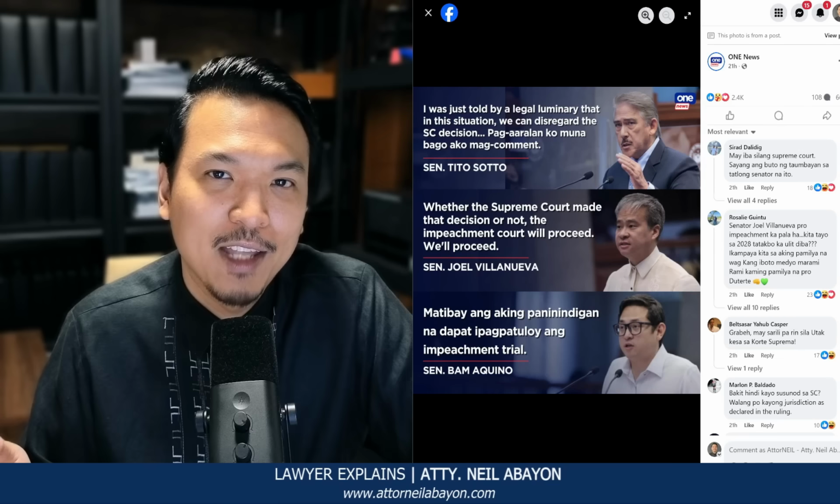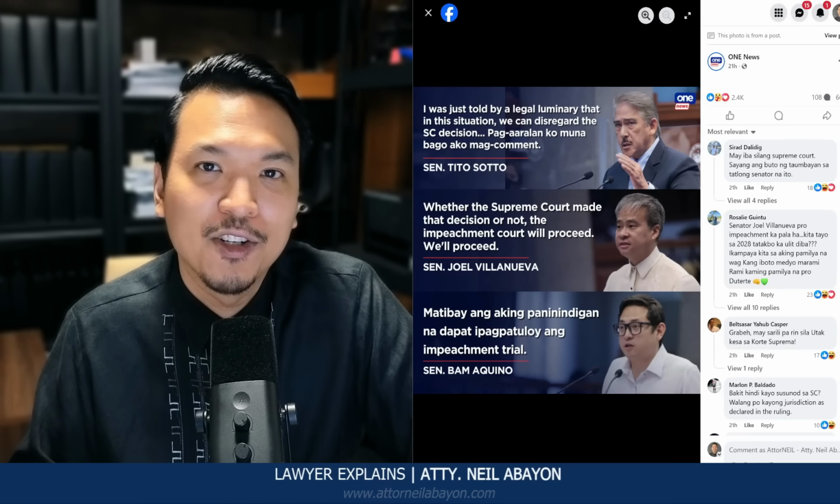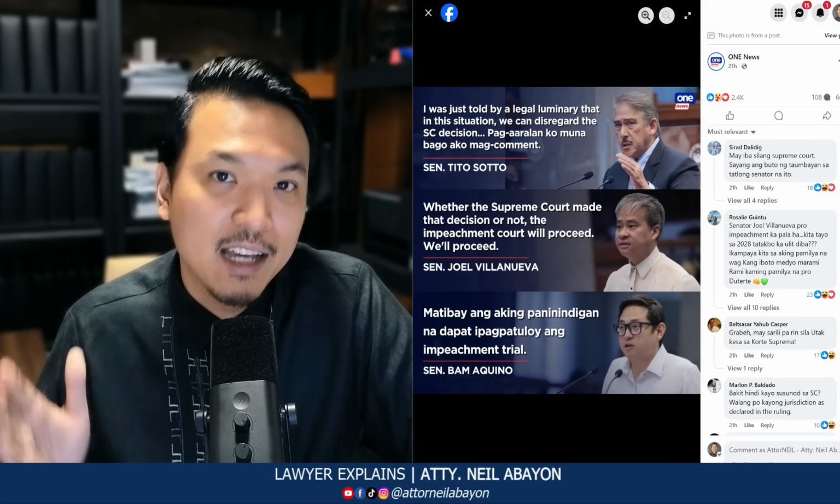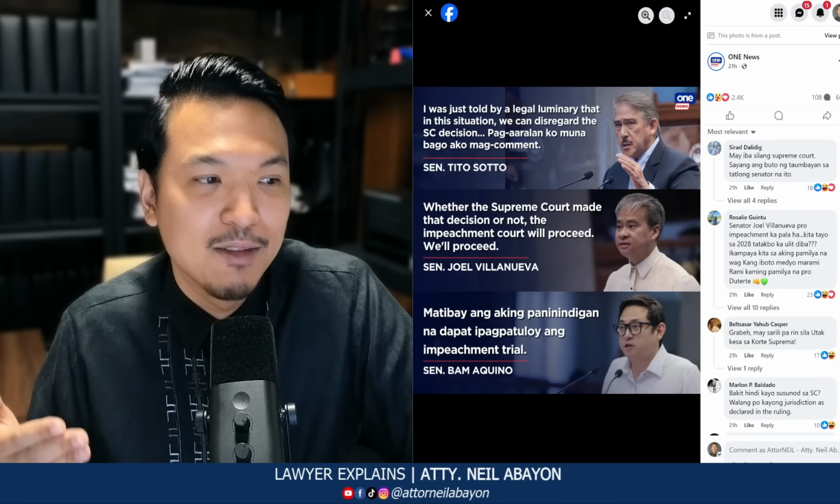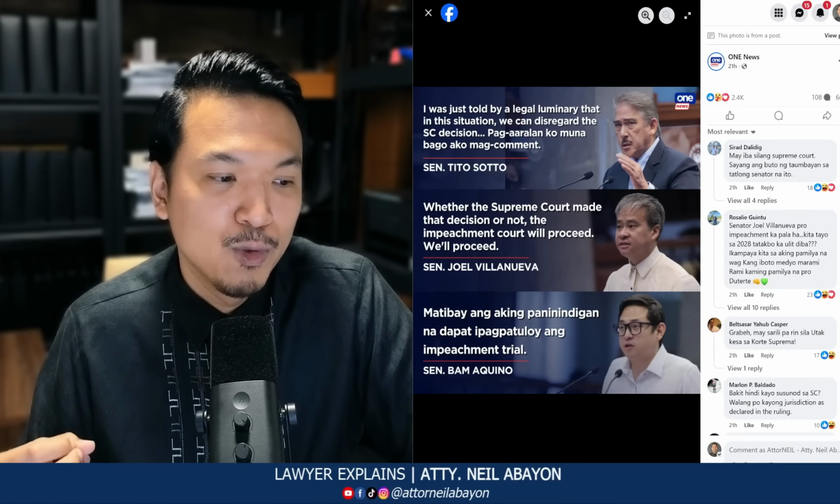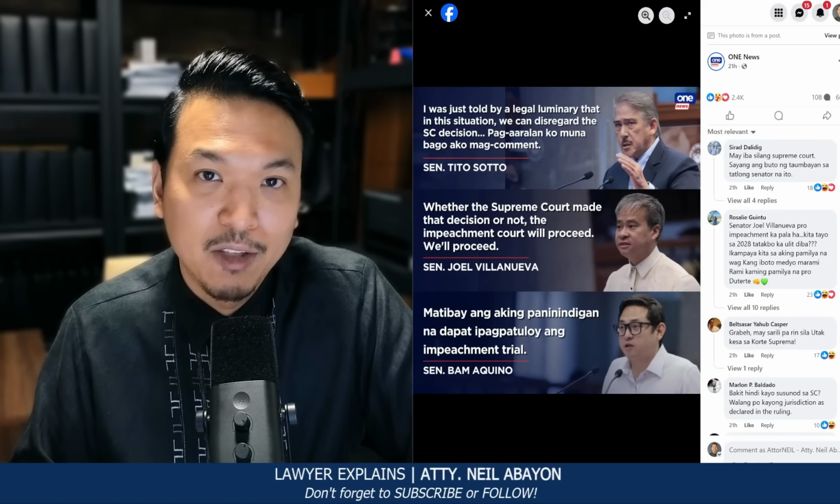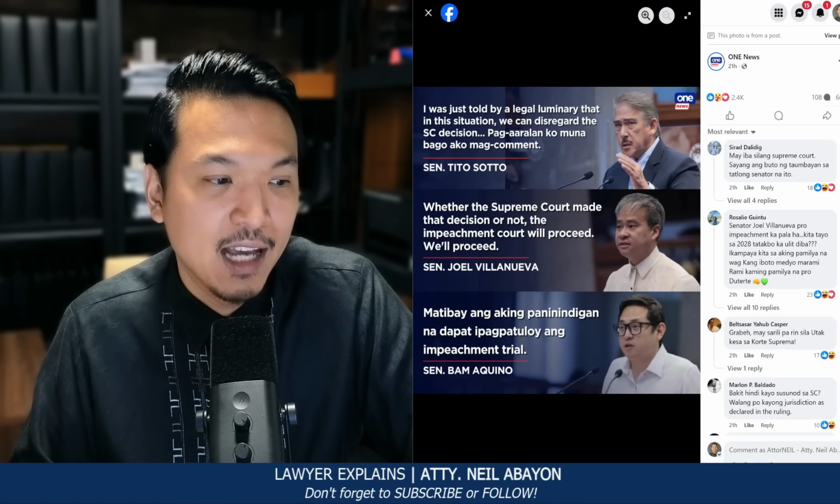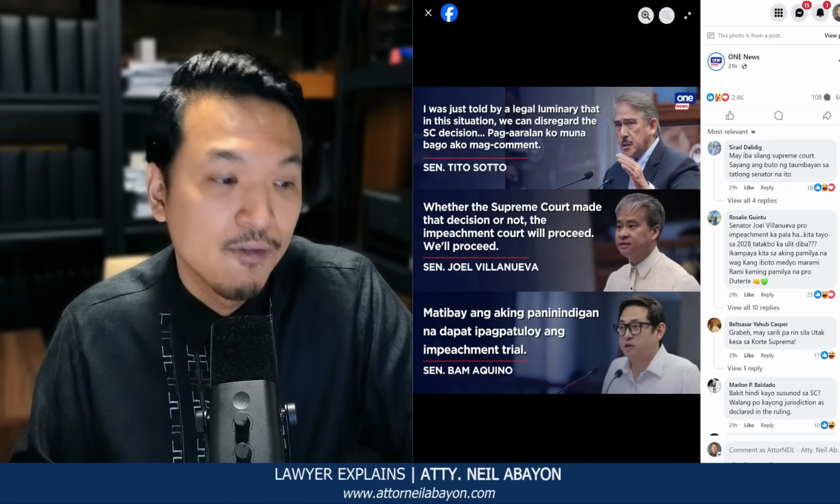Magba-back to basics po tayo with regard sa structure ng government natin at yung mga limitations, functions po ng mga powers ng kada isang branch po ng gobyerno natin. Kasi yung iilan po nating mga senators and mga congressmen, they seem to not fully understand po the concept and structure of our government. Okay, I am saying this respectfully as a lawyer who interprets the law and based po on my knowledge of constitutional law.